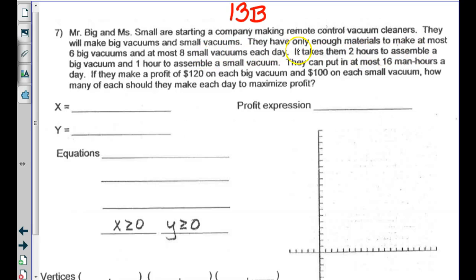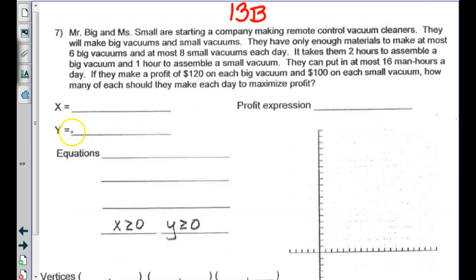It will take them 2 hours to assemble a big vacuum and 1 hour to assemble a small vacuum. They can put in at most 16 man hours a day. If they make a profit of $120 on a big vacuum and $100 on a small vacuum, how many of each do they make to maximize profit?